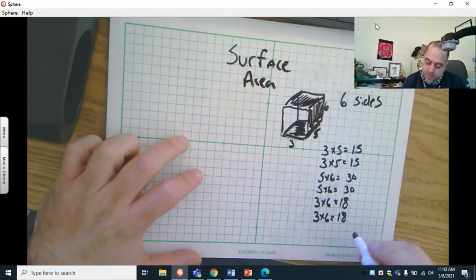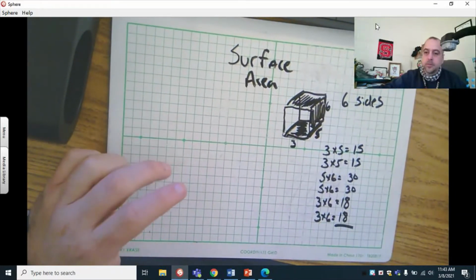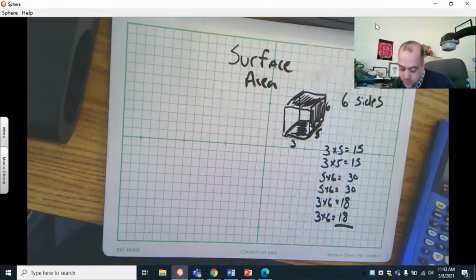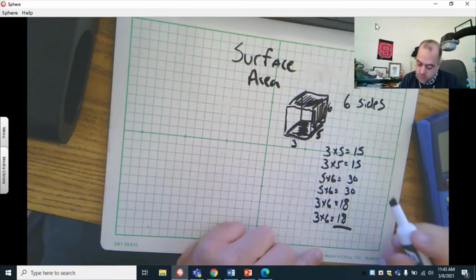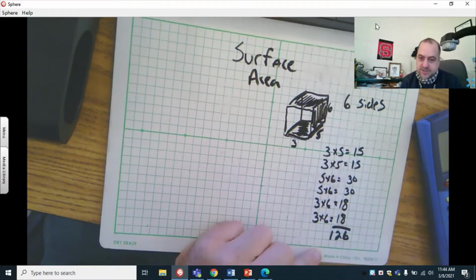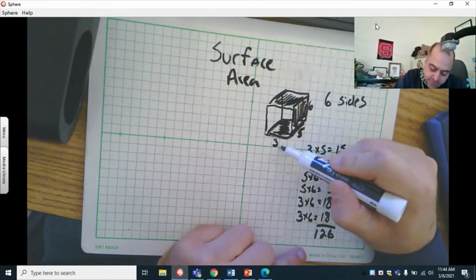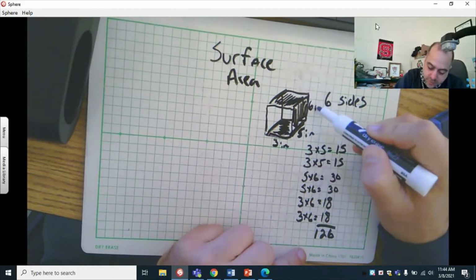So we're gonna add them up. I'm being lazy, so I'm gonna use my calculator. We've got 15, we've got 30, plus 30, plus. All right, so 126 is the surface area. And let's say these are all in inches, like 5 inches or 3 inches. It will be inches squared.